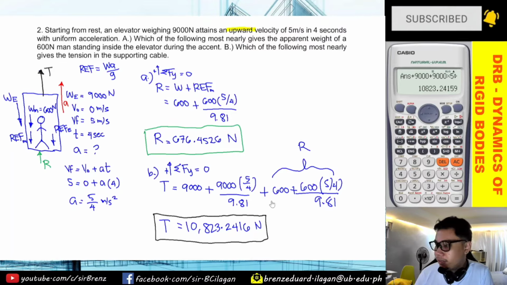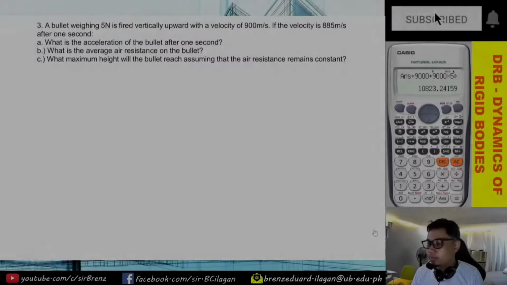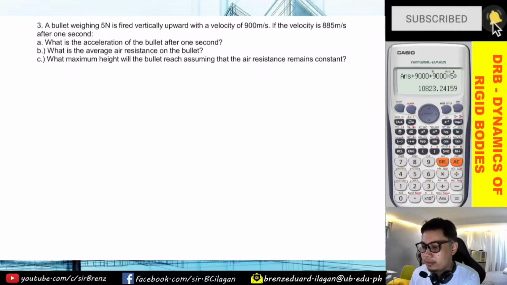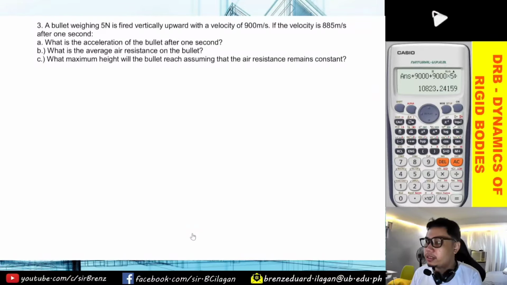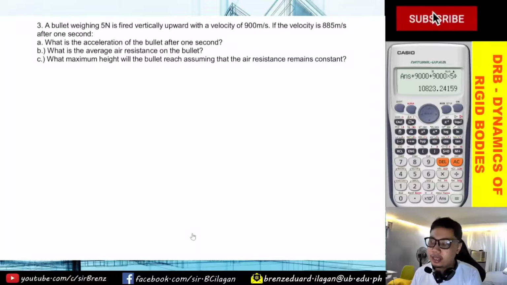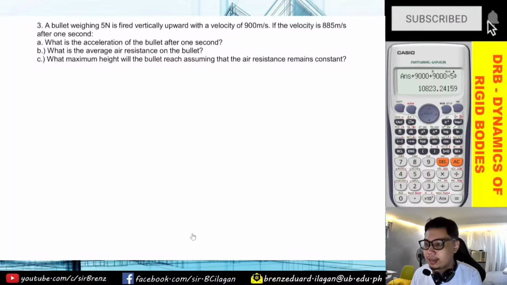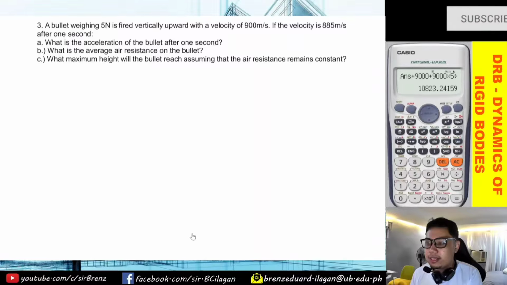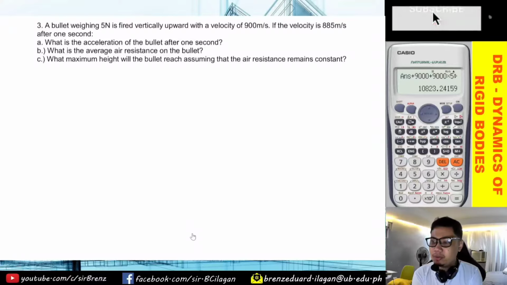Okay guys, so let's proceed with problem number 3. Let's read it first. A bullet weighing 5 Newton is fired vertically upward with a velocity of 900 meter per second. If the velocity is 885 meter per second after 1 second, for letter A, what is the acceleration of the bullet after 1 second? Letter B, what is the average air resistance on the bullet? And letter C, what maximum height will the bullet reach, assuming that the air resistance remains constant?